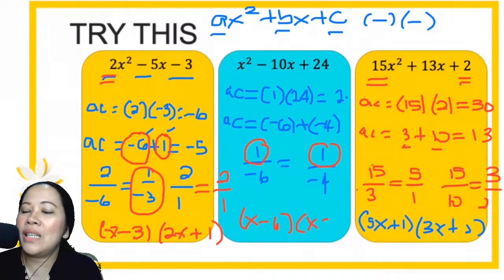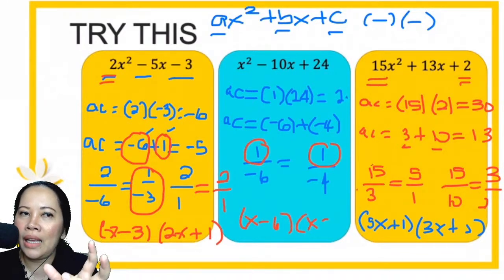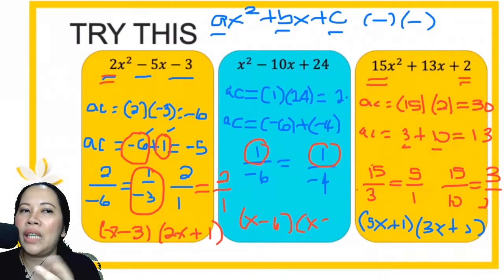All right. So this is what you call the AC method. Let's just recap how to do the AC method. The first step is to multiply the A and the C. That's why it's called the AC method. So A times C, for example, for the first example here, 2 times negative 3 is negative 6.